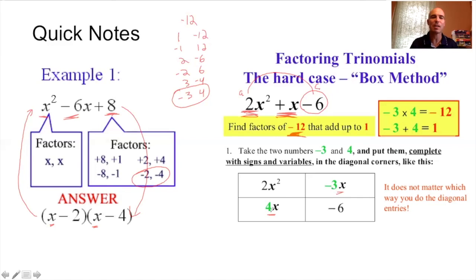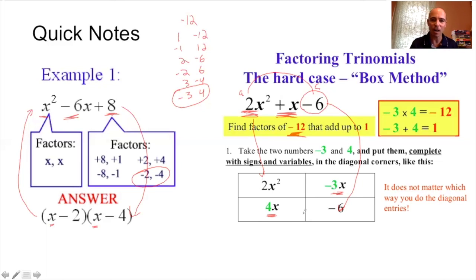So the box method, again, I know this is a review for most of you. The easiest part is the first thing: the lead term always goes here, and the last term always goes in this box. The mystery is what goes in these two boxes. We multiply the A term and the C term, or the A and C coefficients, I should say, go up the ladder, down the ladder, like I showed you how to do on the warm-up, and you figure out what will add to get you that middle term.